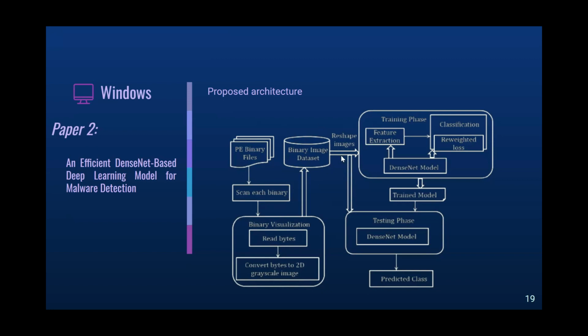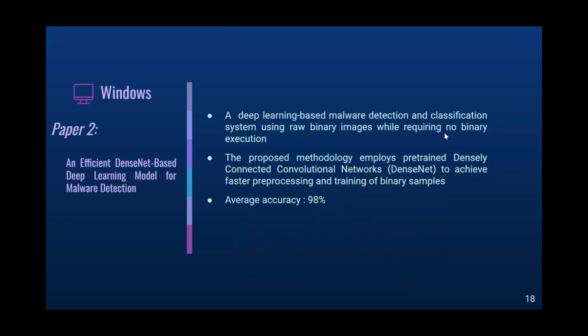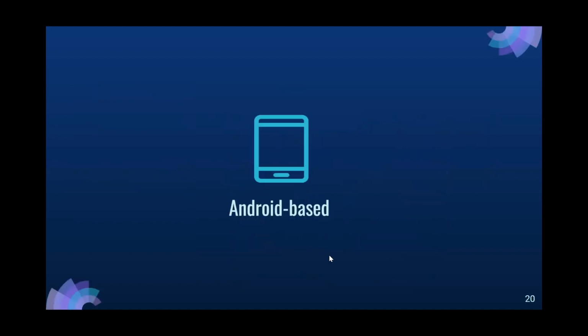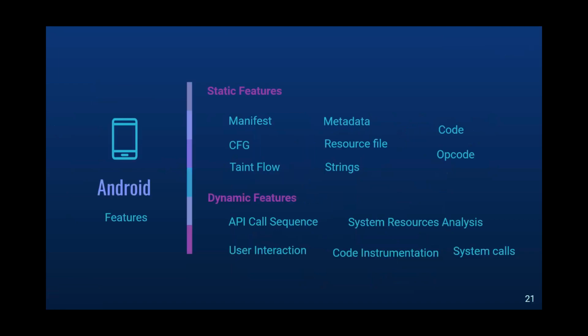Why did he reshape the images? Because CNN doesn't accept images with different resolutions. Then he used a CNN and dense model, and his accuracy was 98. Those were the best two, I believe, from my point of view. All of them have their own point of view, but I believe that those were the best of them.